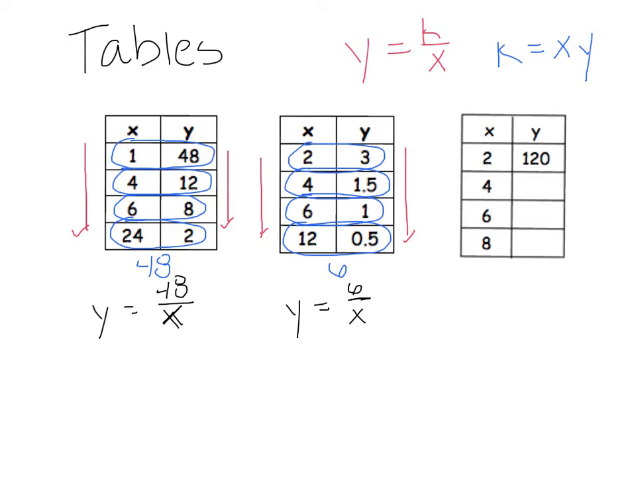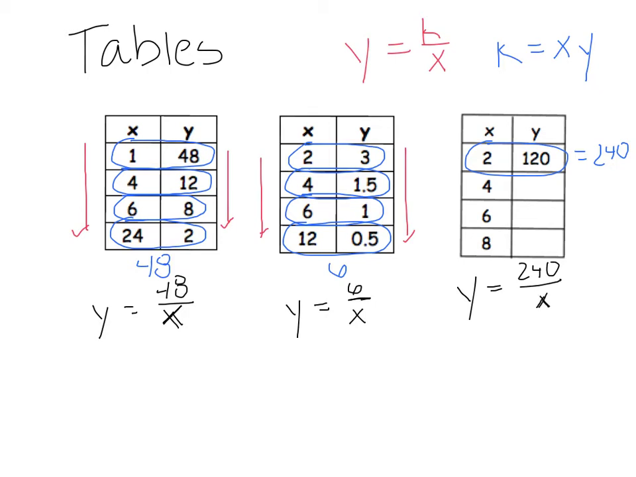We have one more table listed, and this is an inverse variation table. However, we don't have all the values filled in. So we need to use our context clues. We see one x and y that go together. And to find the constant, we could do x times y. 2 times 120 is 240. So this gives us our equation for this table. Y equals 240 divided by x.